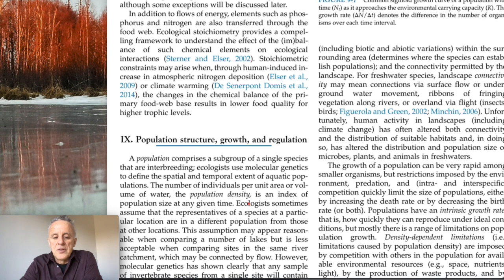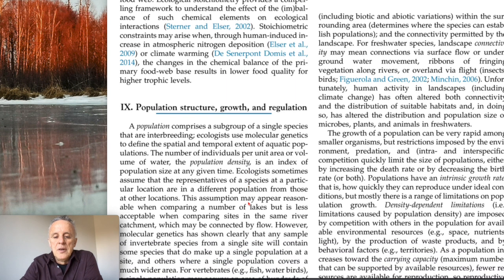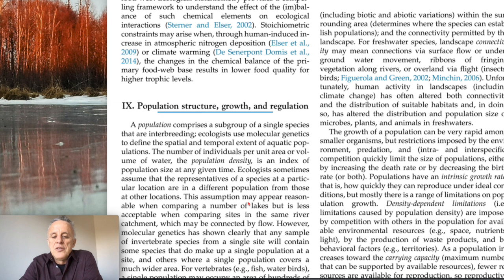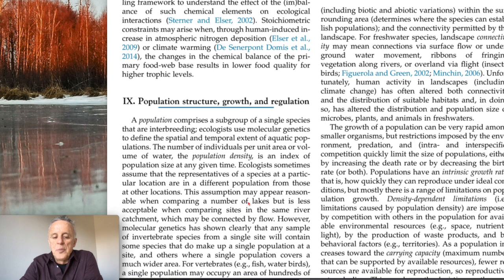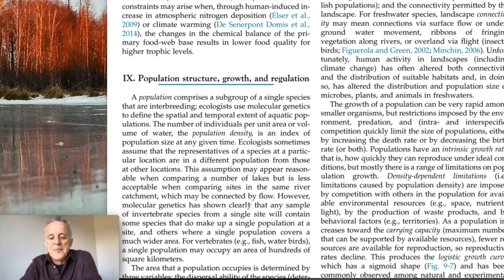Population structure, growth, and regulation. A population comprises a subgroup of a single species that are interbreeding. Ecologists use molecular genetics to define the spatial and temporal extent of aquatic populations. The number of individuals per unit area or volume of water, the population density, is an index of population size at any given time. Ecologists sometimes assume that the representatives of a species at a particular location are in a different population from those at other locations.